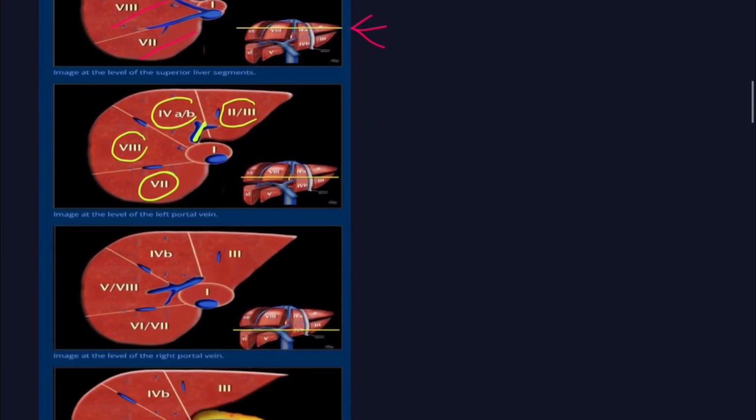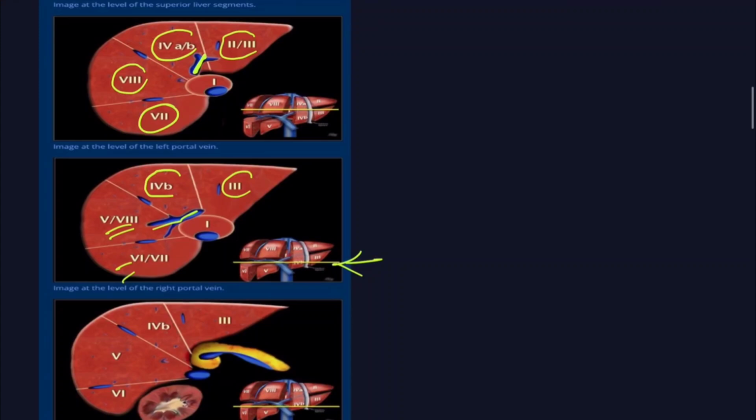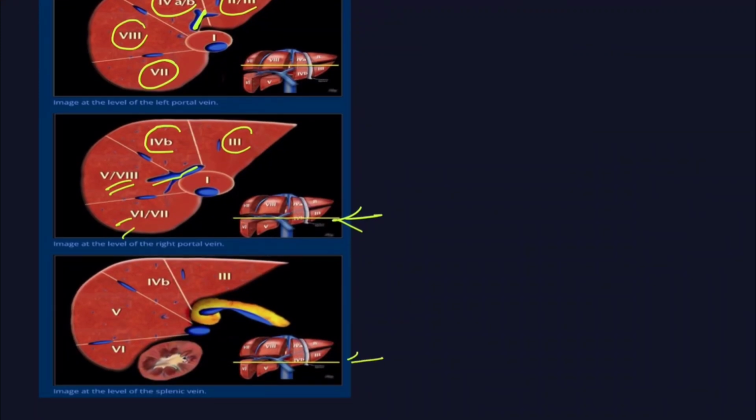Okay. Next is the section taken at the level of right portal vein. So here we will see the inferior segments because the left lobe superior inferior division has already been taken place. And here we will see both the superior and the inferior segments. And a section at a very lower level, for example at the level of splenic vein, we can only see the inferior segments like 3, 4B, 5 and 6. Okay. The segment which is seen closely to the right kidney is the segment 6.